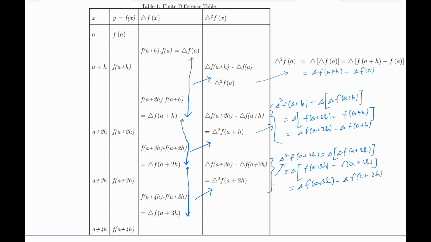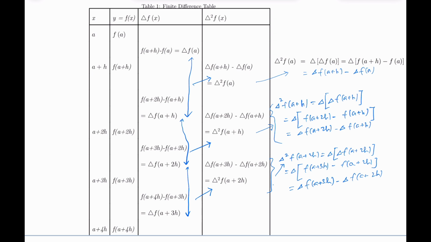So we begin with x equal to a. So the arguments are a, a+h, a+2h, a+3h, and a+4h. So the corresponding entries are f(a), f(a+h), f(a+2h), f(a+3h), f(a+4h). Now find the first order difference. How to find it? Take the difference f(a+h) − f(a). So f(a+h) − f(a) is Δf(a).